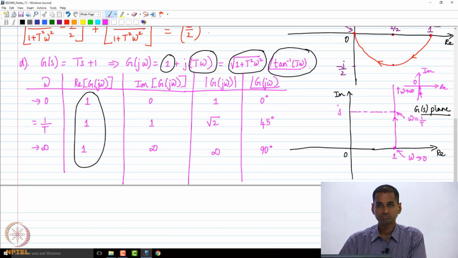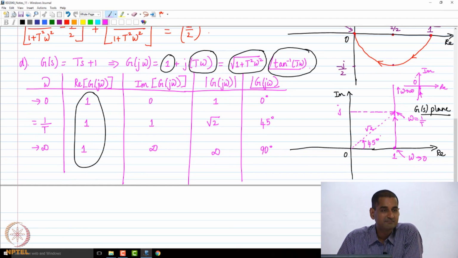Is this correct? At omega equals 1 by T, the real part is 1 and the imaginary part is j, and so the magnitude is going to be root 2. Then the phase is going to be 45 degrees, right? I am just drawing it on the same curve, just to convince ourselves that that is the case. So you see that this is the Nyquist plot of the factor Ts plus 1.